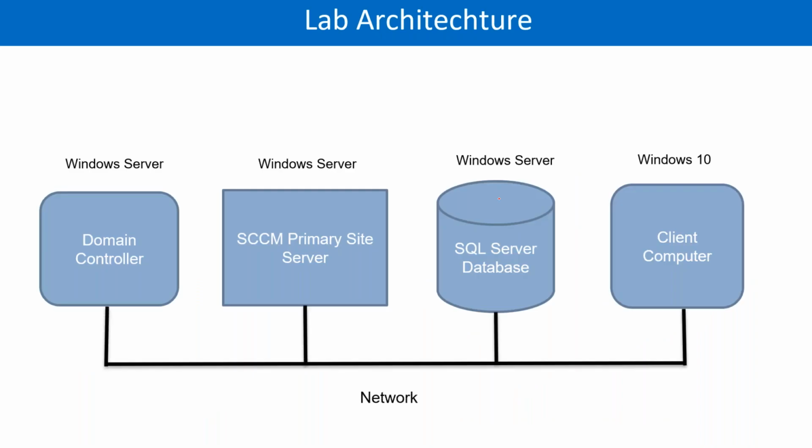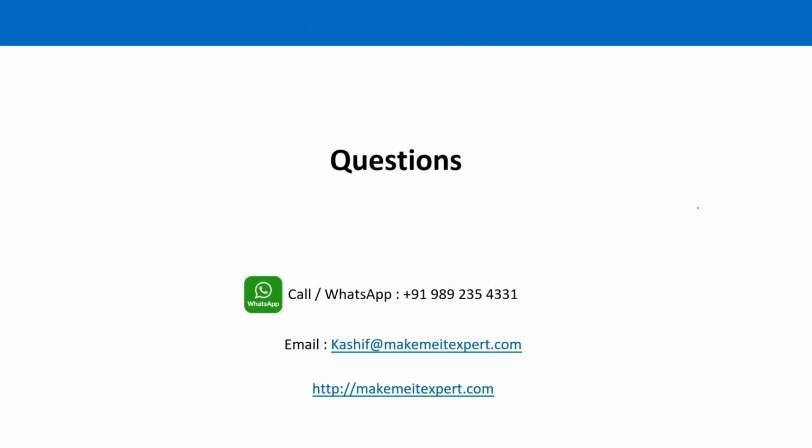So in the lab architecture, we will have four machines. One will be your domain controller. We will set it up from scratch, from the beginning. We will install a server, then we will make that server a domain controller. Then we will install SQL on a different server, the SQL database server. Then we will make the primary site server, the SCCM primary site. Then we will have a client so that we can deploy and test all kinds of deployment on a Windows 10 machine. So all these things we will do practically, guys. Any question from anyone?